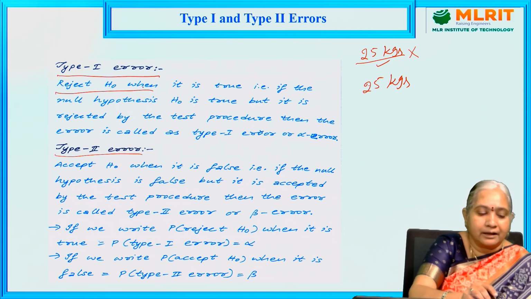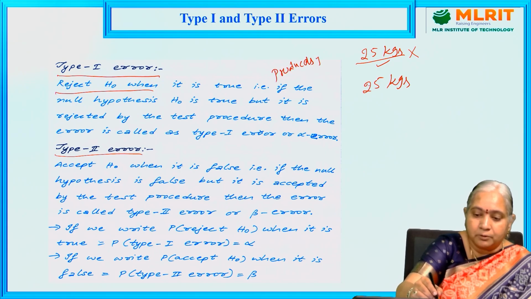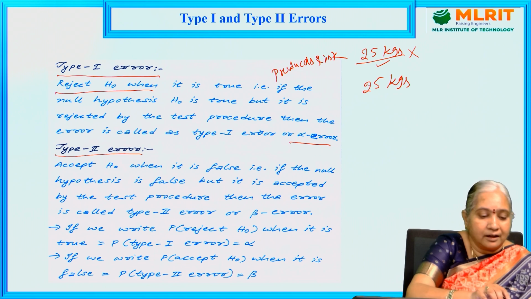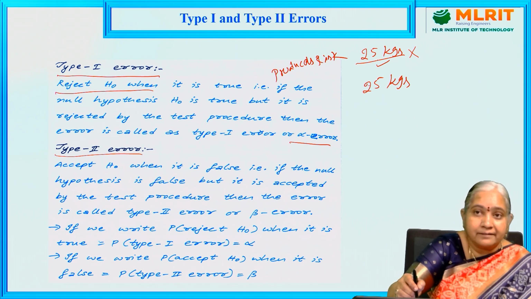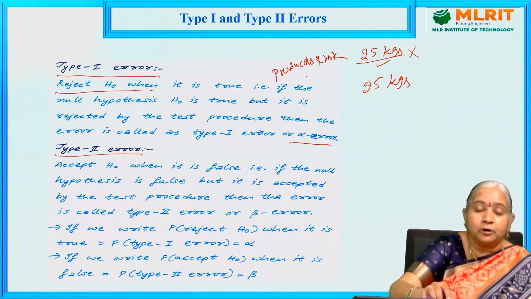So type 1 error is the producer's risk. This type of error is called producer's risk and it is denoted by alpha error. That means even though the sample rice is good, we are rejecting a big or a good lot, a 25 kgs or 50 kgs bag. So the 25 kgs or 50 kgs bag is rejected based on the sample rice. That type of error is called producer's risk, denoted by alpha error.